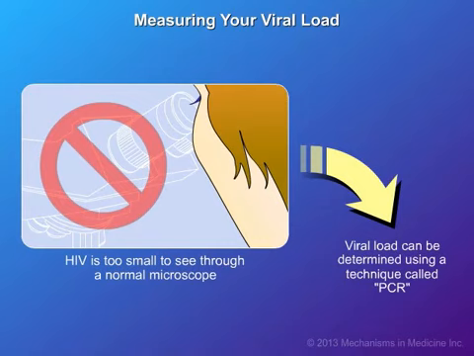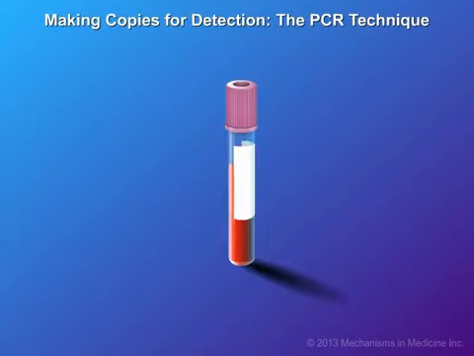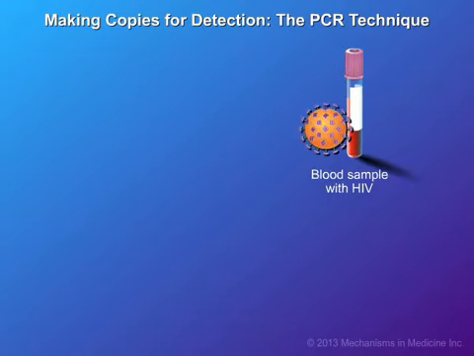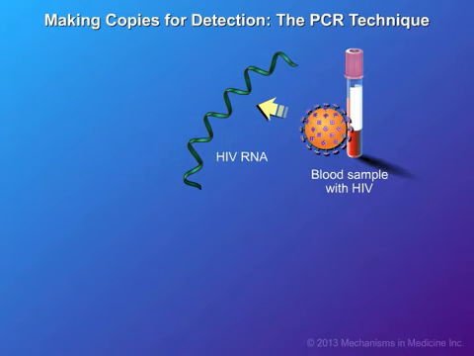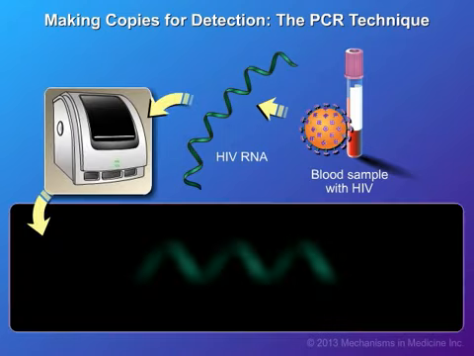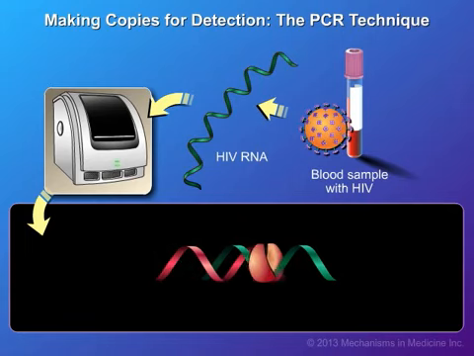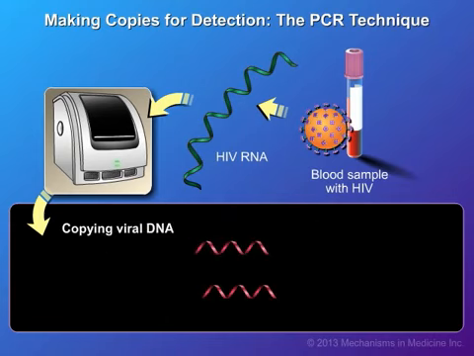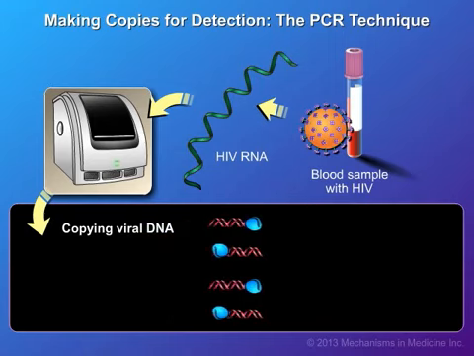One way that doctors can measure your viral load is by using a technique called PCR. PCR produces more copies of the HIV genetic material in the blood sample so that it can be detected and counted. First, the HIV genetic material known as RNA, which is in your blood sample, is extracted and put into a machine that makes copies of the viral genetic material. Once enough copies have been produced, a doctor is able to determine the viral load in your blood sample.